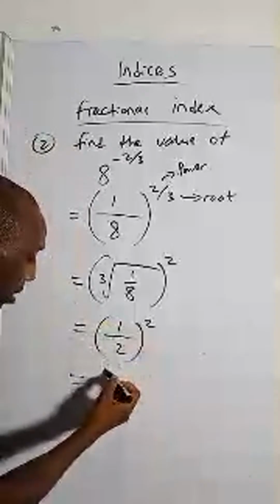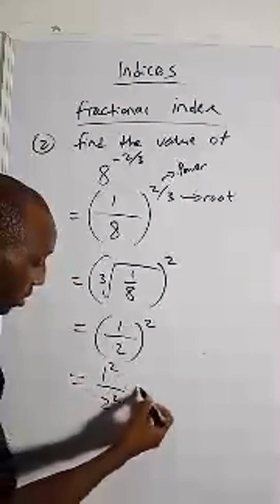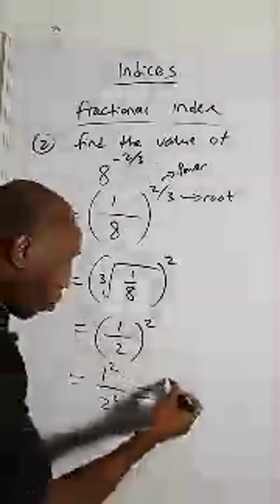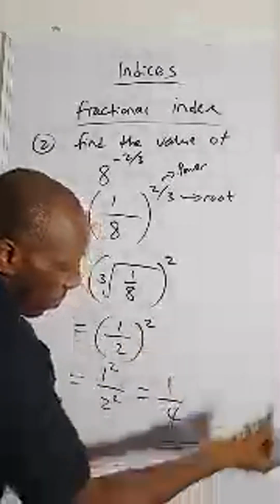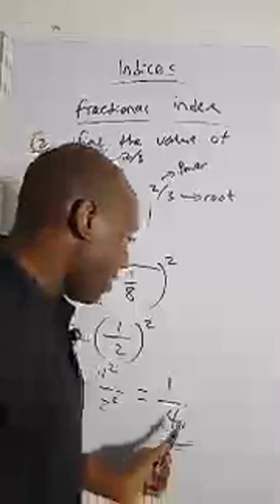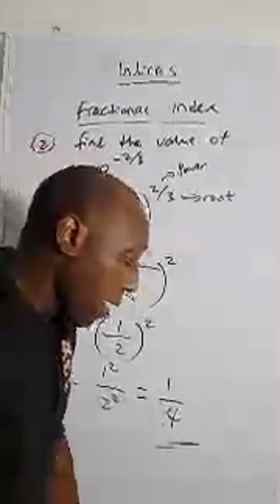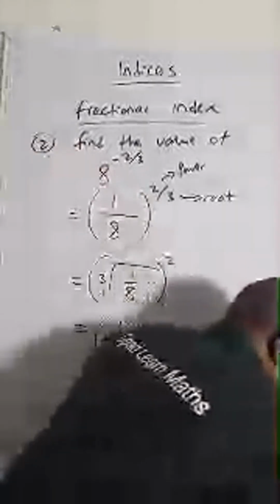That's why you need to go back to that first lesson and look at all those laws that we covered. So this can be written as 1 squared over 2 squared. And what is 1 squared? 1 times 1 is 1. 2 squared, 2 times 2 is what? 4. So the answer is 1 over 4. I hope this makes sense.